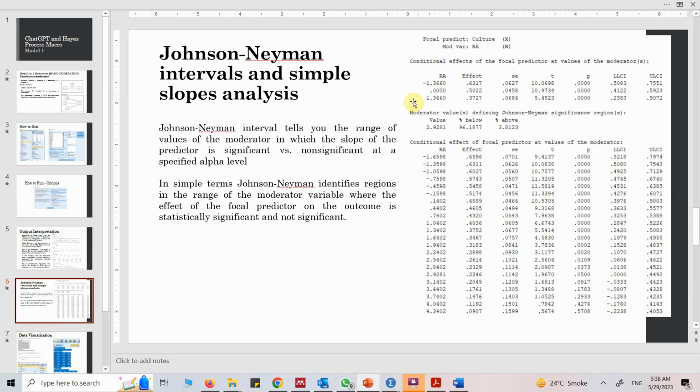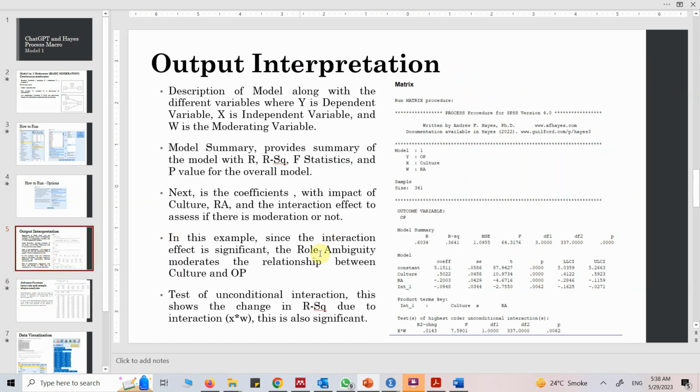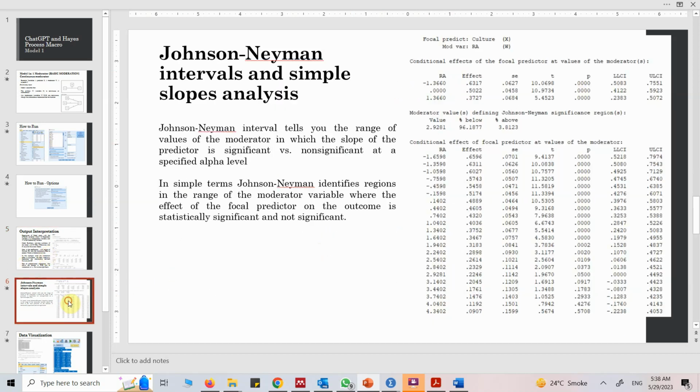Now, moving on, the next thing is you've got Johnson-Neyman output. Now, let's have an understanding of the output as well. Just hold on. Now, here it is.